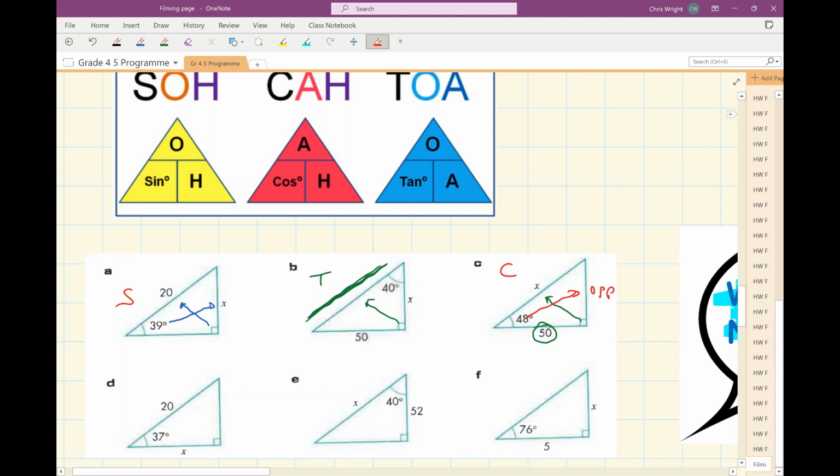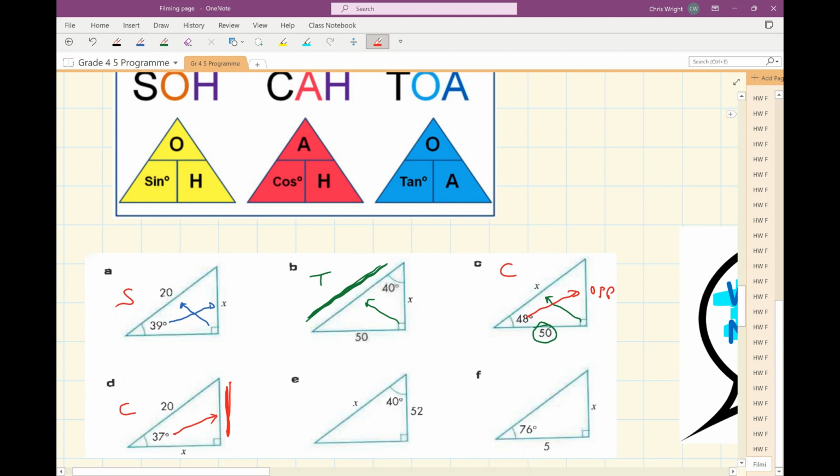Let's look at part D. Which side is not involved? Well, this side is uninvolved, and that's the opposite. So shall I use sine? No, that uses the opposite. But cos doesn't, does it? So I'll use cos.